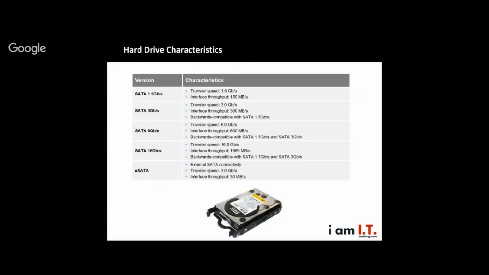You'll notice again the transfer speed matches. Now at the bottom, you have an eSATA, and that's because it is external. The E stands for external. And that means we're actually plugging an external drive in with our SATA cord.